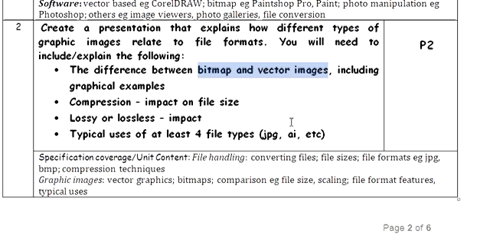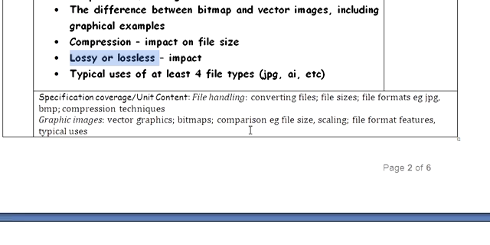Compression is a very important aspect of file formats, so you must explain which ones are compressed, which ones are not, and when you refer to compression you really need to focus on whether the compression is lossy or lossless, and what kind of impact that will have on your file. You need to include at least 4 different file types, JPEG obviously, and then some others as well.